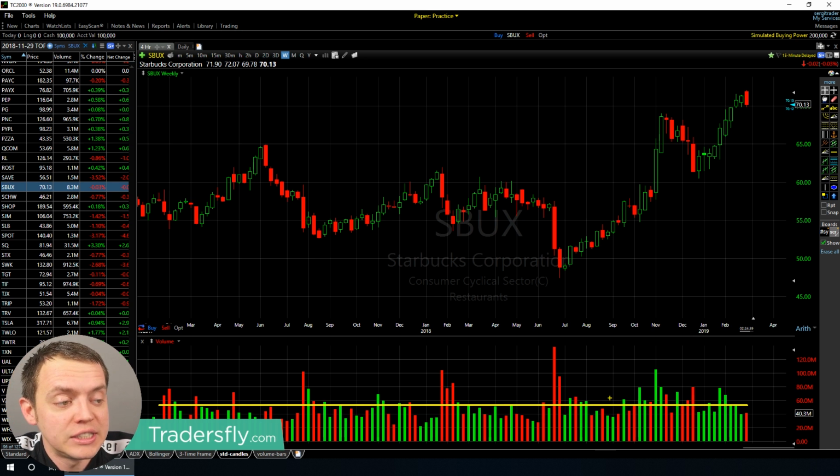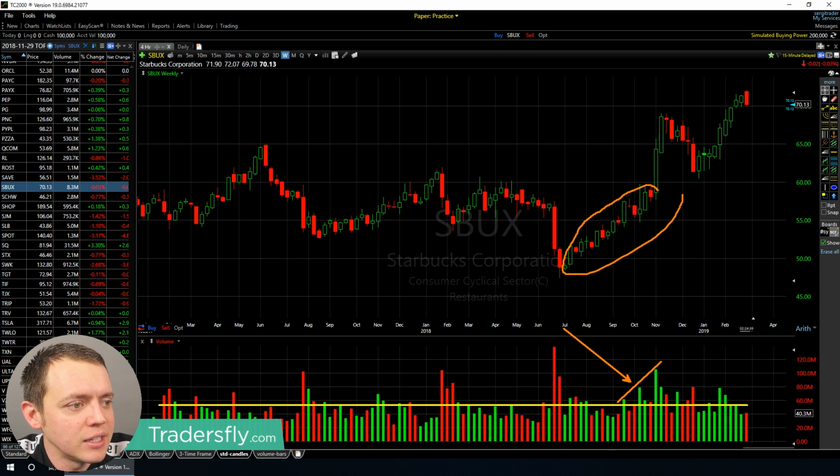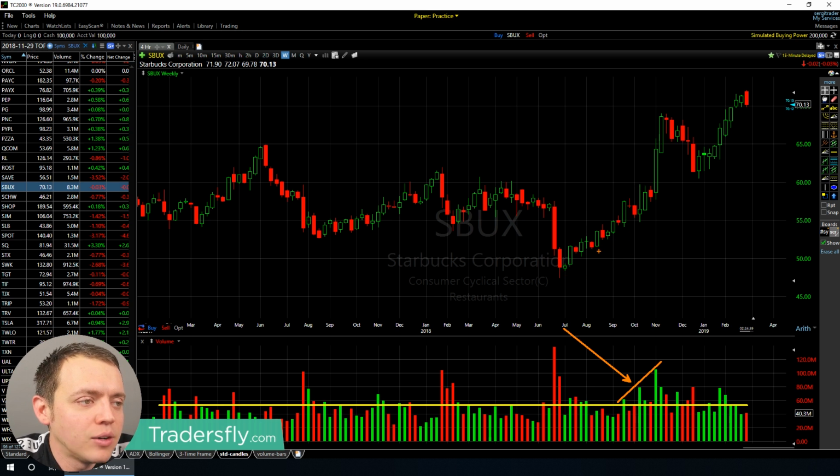So when you start seeing volume bars picking up like this above the average, you know the stock is going to be moving very well. And you combine that with nice big bars, especially big bars like that, which show you massive strength. Now, those are the main two things.